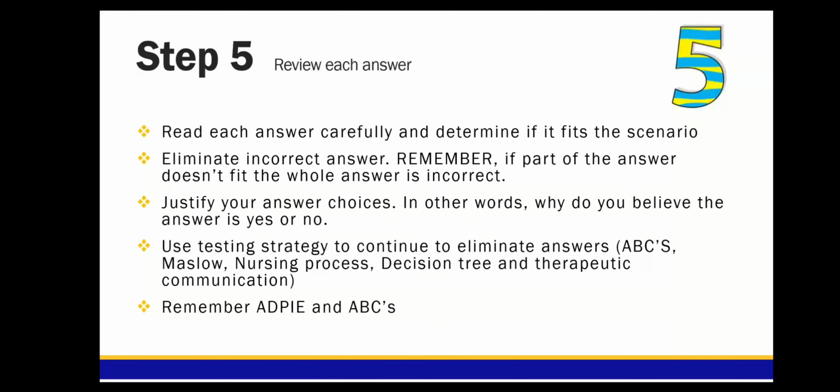Now we're going to go to step number 5. Now we finally get to look at our answer choices. It took us all this time and we're just now getting to answers. Now we get to read each answer carefully and determine if it fits the scenario. You want to eliminate the incorrect answers first. Remember, if part of the answer doesn't fit, the whole answer is incorrect. You need to justify your answer choices. In other words, why do you believe the answer is yes or no?